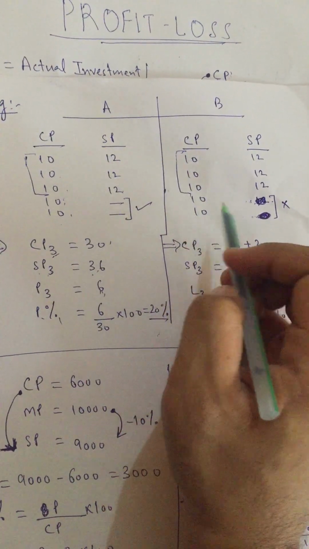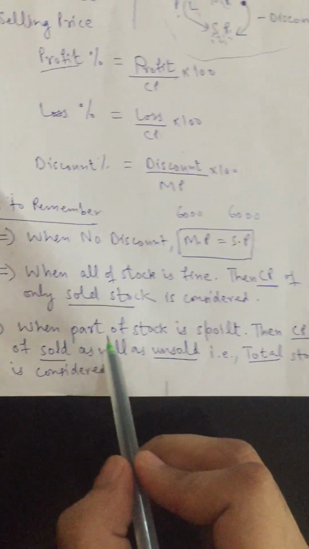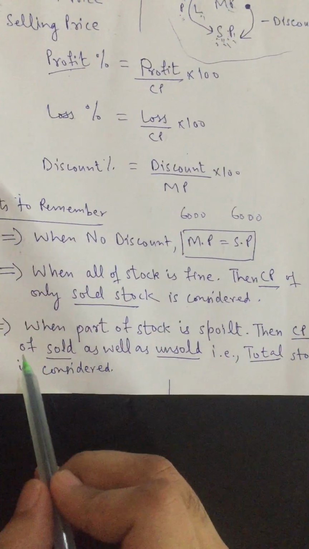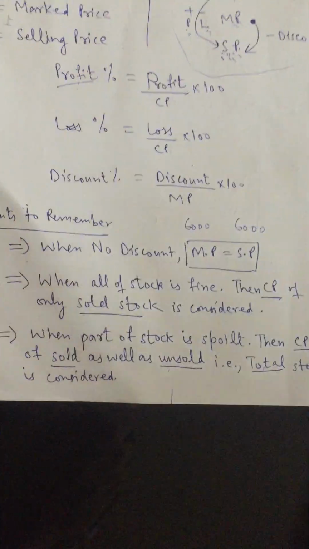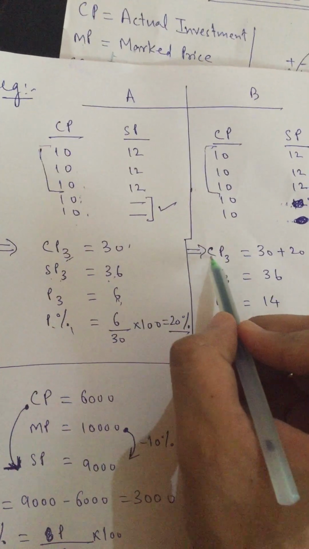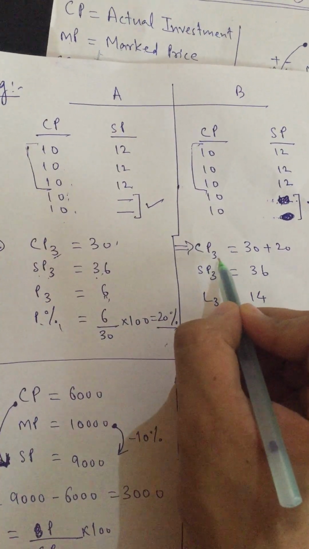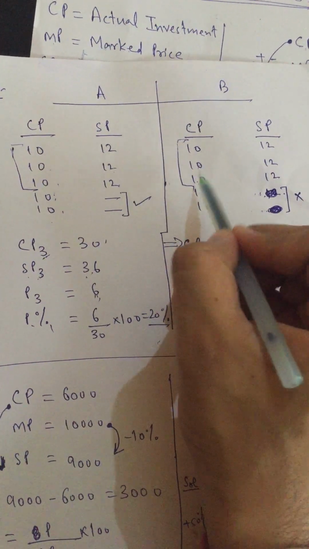In this case, when the total stock was not fine, when part of the stock is spoiled, then CP of sold as well as unsold, which means total stock, is considered. Then CP of total stock, we will write CP of 3 only. Quantity will be taken as 3. Why? Because only 3 pens are put into business transaction.